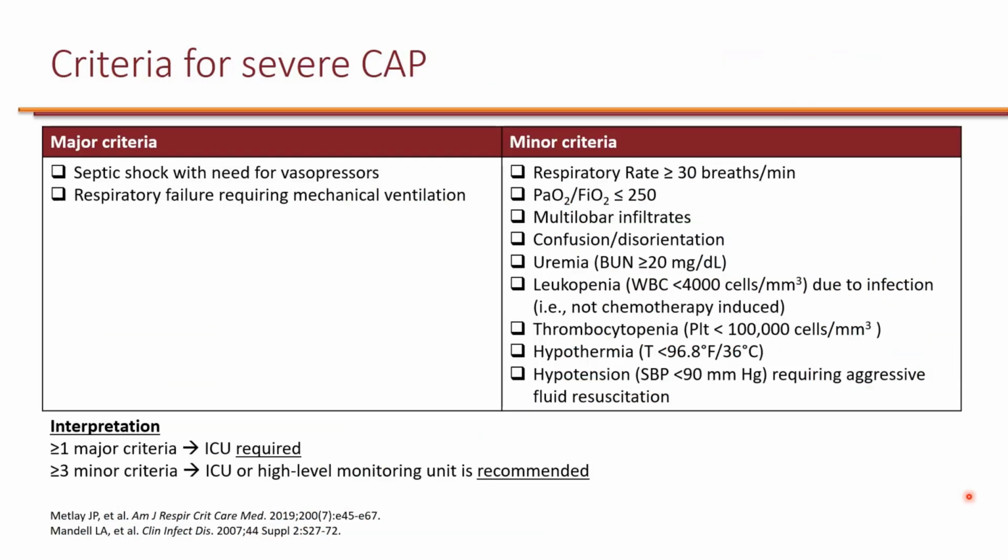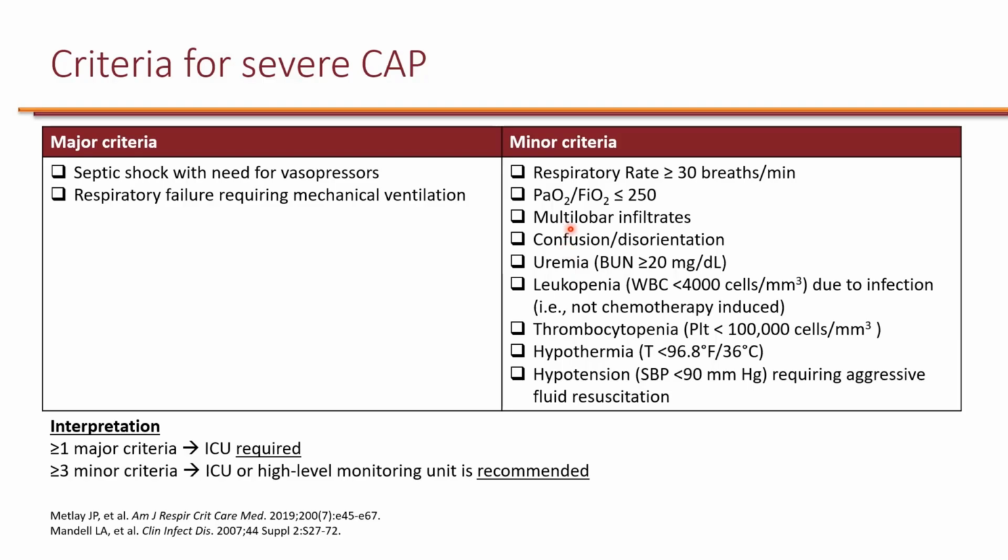Now, the 2019 IDSA guideline for CAP uses the same criteria as the 2007 guideline for classifying patients as severe community-acquired pneumonia. So there are two major criteria and there are several minor criteria. If the patient has one of the two major criteria, it will be considered severe pneumonia. And basically severe pneumonia, for the most part, the patients will likely need to be in the ICU. So as you can see, the criteria here is septic shock with need for vasopressor. This can only happen in the ICU. And of course, respiratory failure requiring mechanical ventilation. So both vasopressor and mechanical ventilation will require patients to be admitted to the ICU.